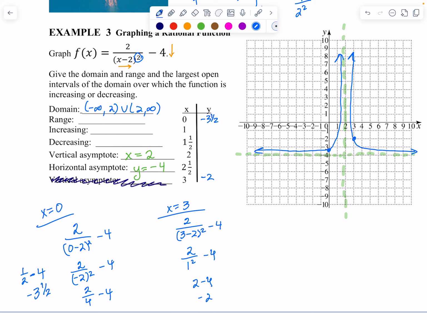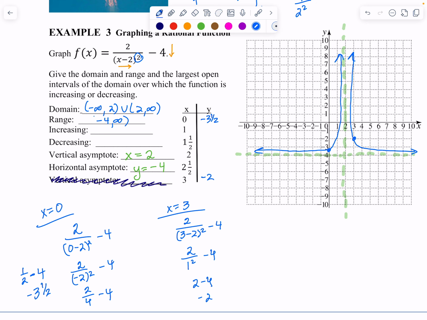My range, notice I don't need anything down here. So it's going to be from -4 up. So -4 to infinity. My -4 is an asymptote. So we're going to have a parentheses there. I'm going to go ahead and put it in red because that's what a lot of folks miss.